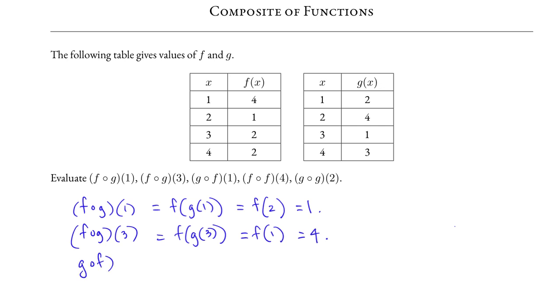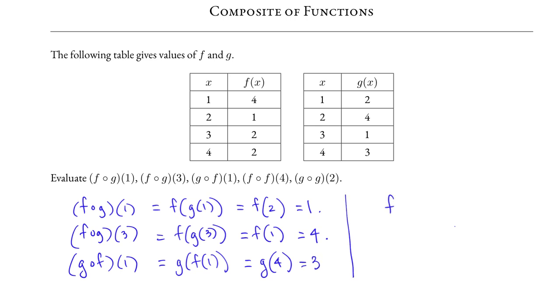g of f of 1. First we need to rewrite it using this notation, g(f(1)). This time, the inner function is f, so we go to f first. f(1) is 4. And then we go to the function g to evaluate g(4). g(4) is 3.